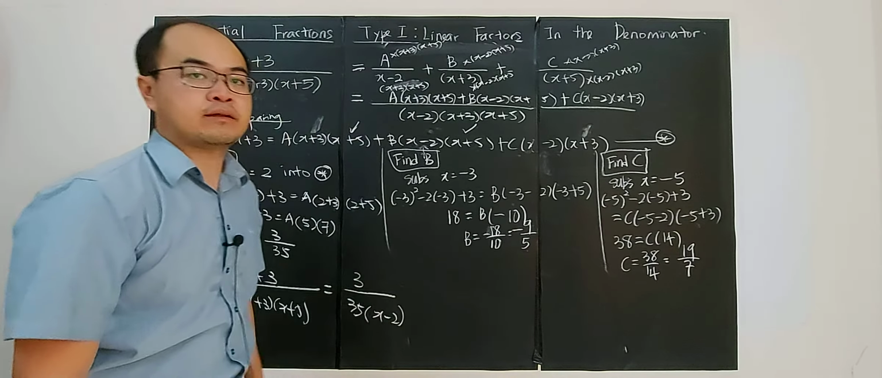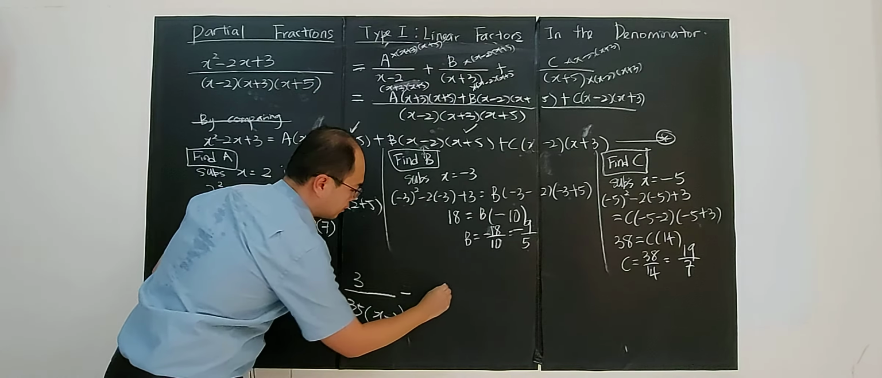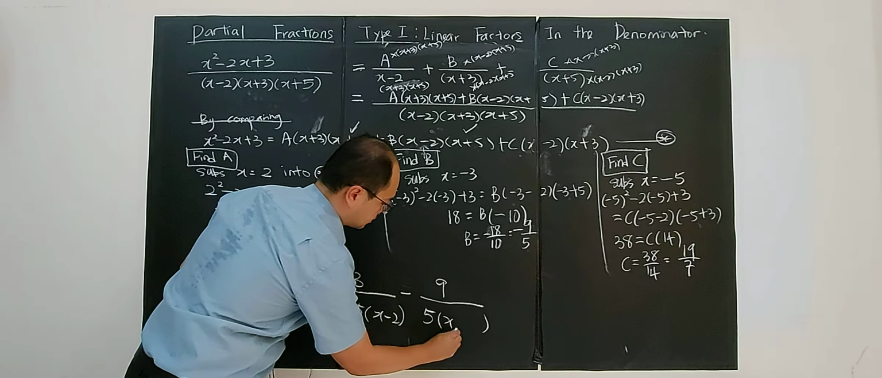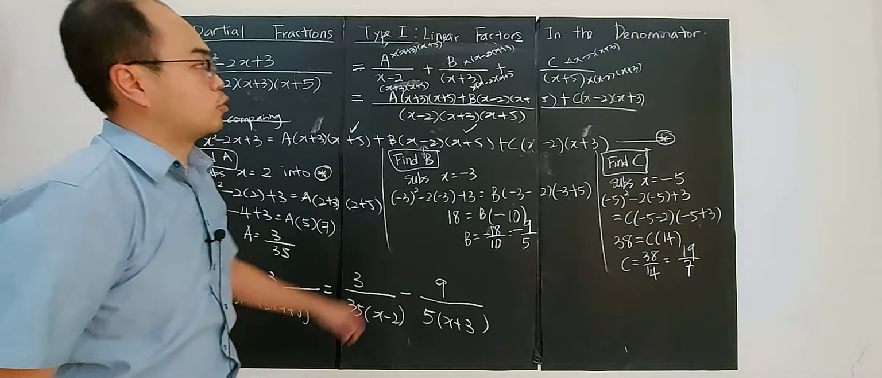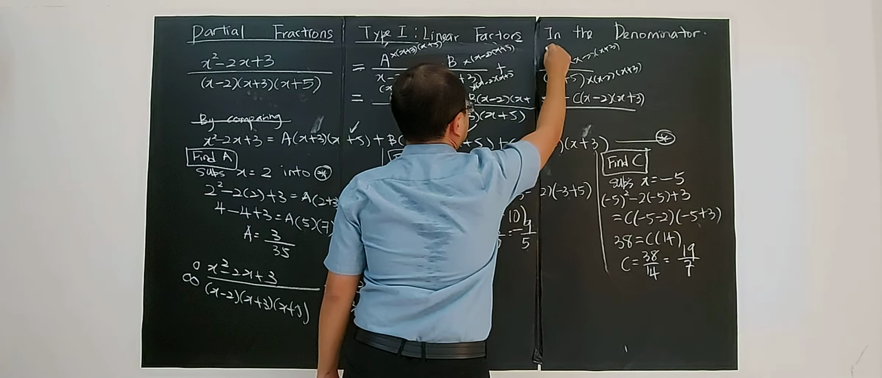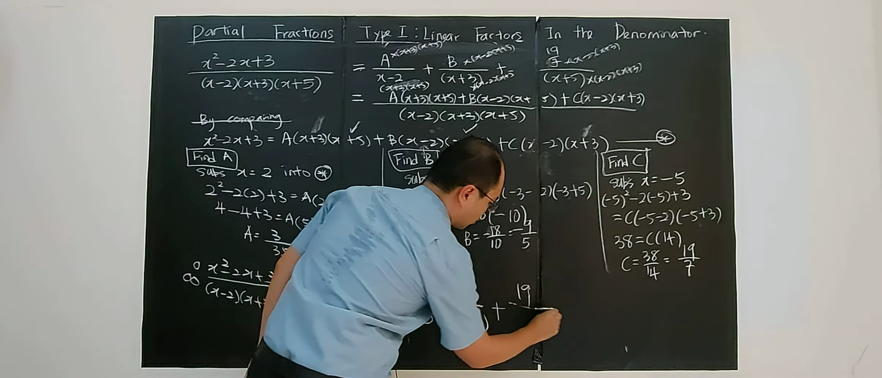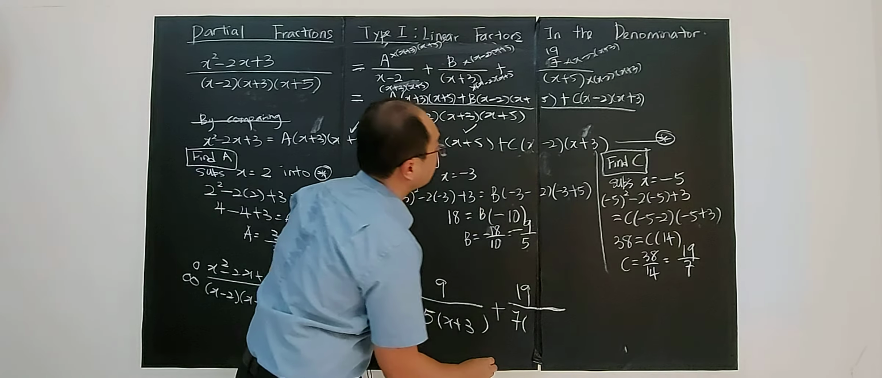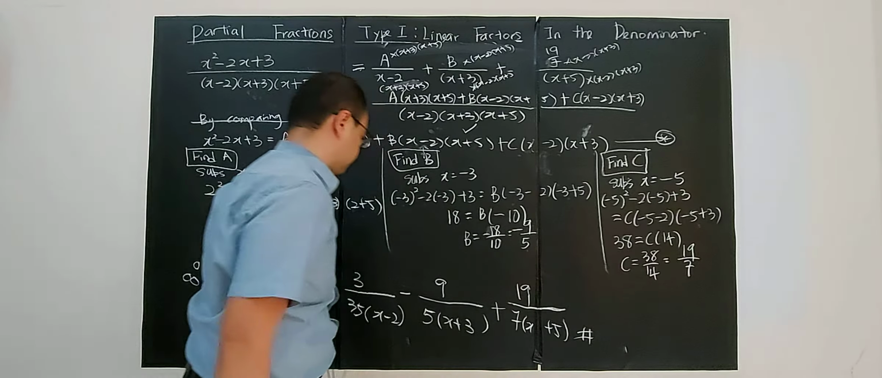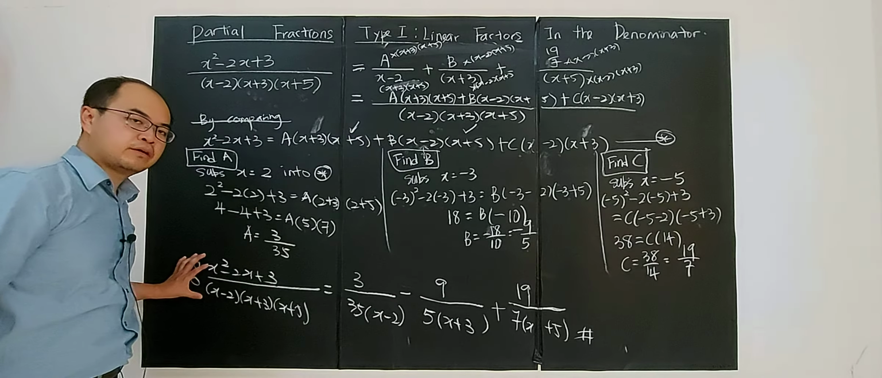And look at the B here. Negative 9 over 5, right? So here we have negative 9 over 5, bracket. The factor will be x plus 3, right? Followed by C, positive 19 over 7. So the 7 goes on the denominator, and it becomes positive 19 over 7 times x plus 5. So this will be the partial fraction for this polynomial rational function, right?